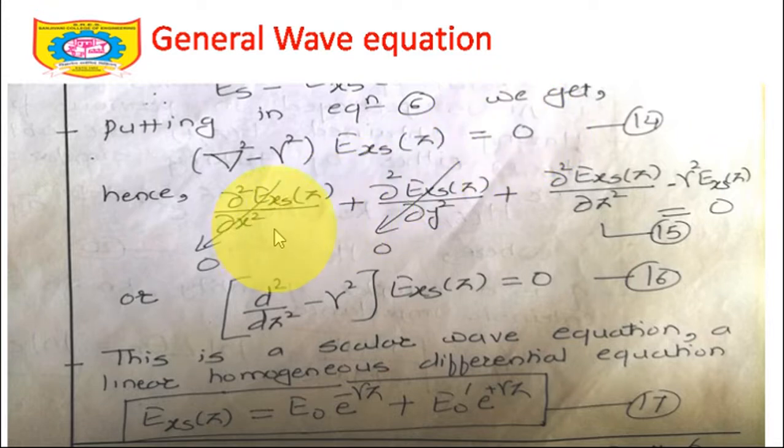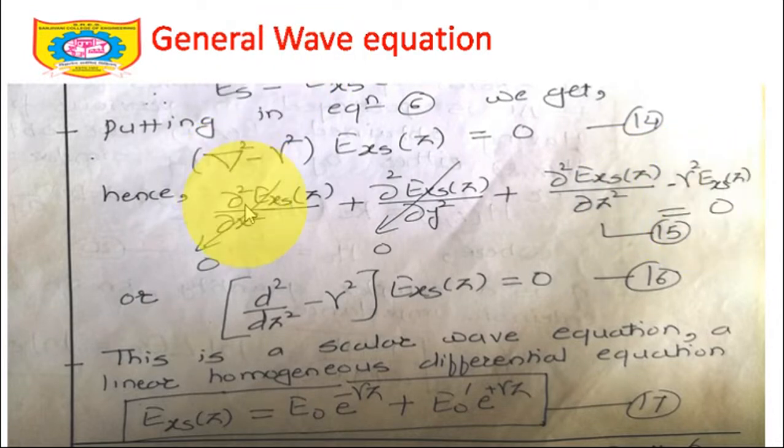We already know that since it is a function of z, the partial derivative with respect to x will tend to 0, the partial derivative with respect to y tends to 0, and only the partial derivative with respect to z will sustain. So I can write del square as dou square Ex upon dou z square of z minus gamma square Exs of z is equal to 0. Why did we get this expression?